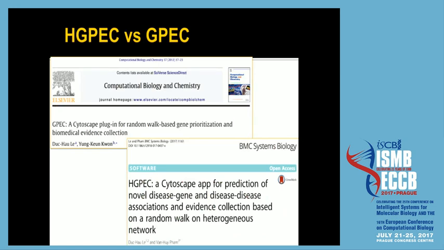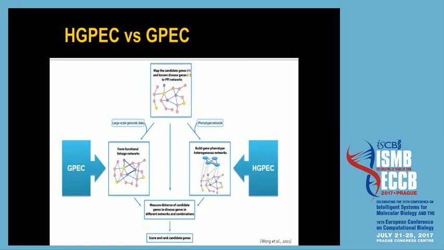In 2012, I published GPEC, which is based on the RWR algorithm. And this year, I published HGPEC, which is based on the RWRH algorithm for the same problem. Here is the main difference between HGPEC and GPEC: GPEC is based on the homogeneous network of genes, and HGPEC is based on the heterogeneous network of genes and diseases.